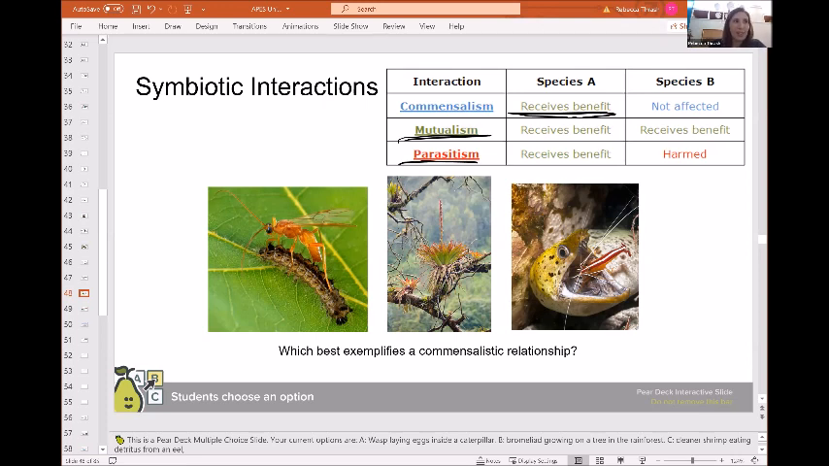So if we're looking at these pictures, which one do you think exemplifies a commensalistic relationship? Is it this wasp that's laying eggs in this caterpillar? Is it this bromeliad that's kind of just hanging out on this tree limb? Or is it this cleaner shrimp that is getting a little bit of detritus out of this eel's mouth?